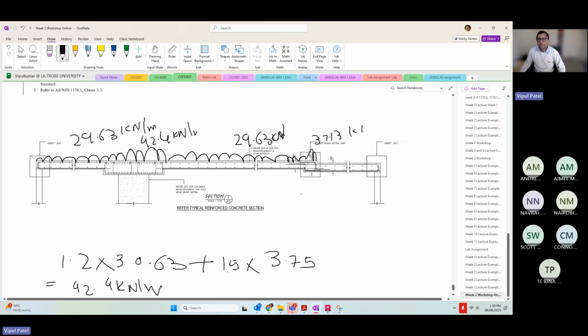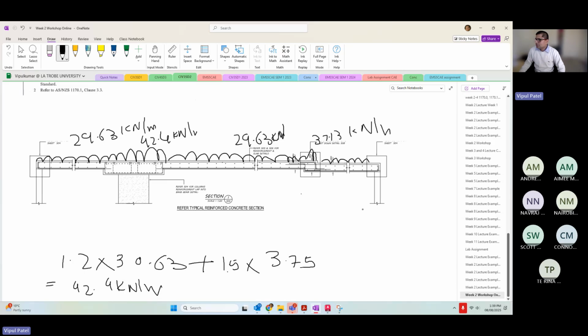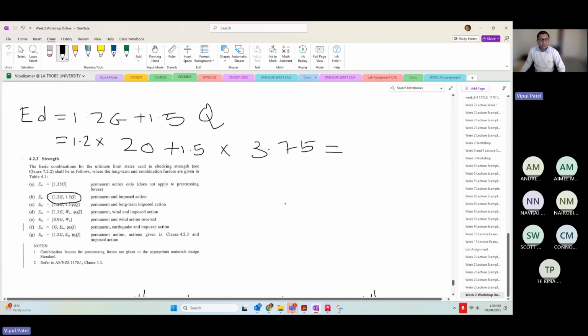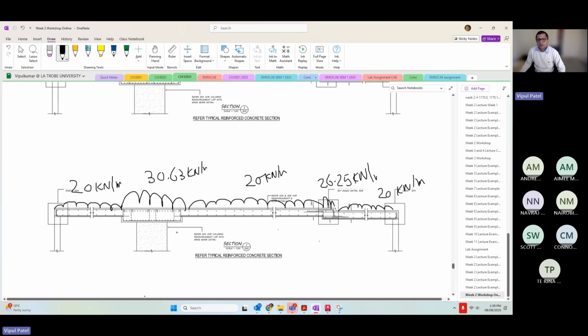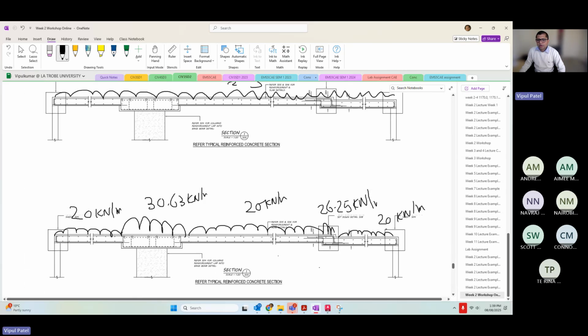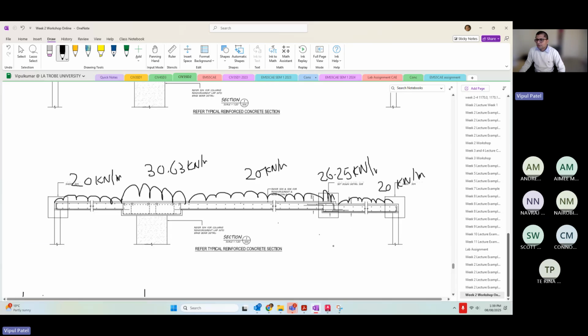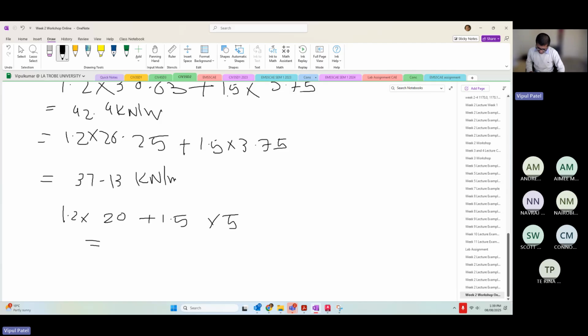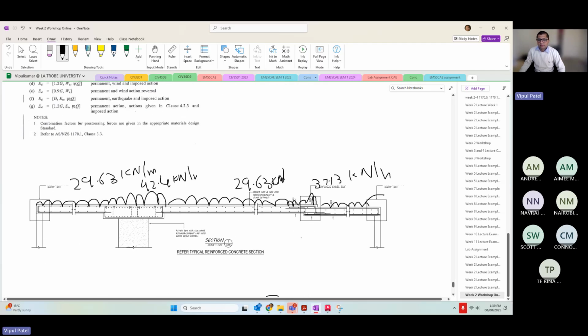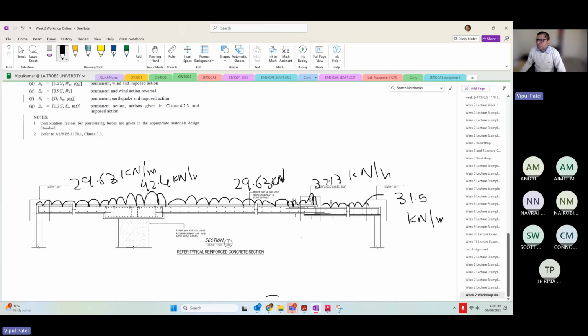So this area was 37.13 kilonewton per meter, and finally this one is your balcony, which is 1.2 multiplied by the dead load, which is 20, the same, plus 1.5 multiplied by 5. 1.2 times 20 plus 1.5 multiplied by 5 gives 31.5 kilonewton per meter. Right. So this is all good.